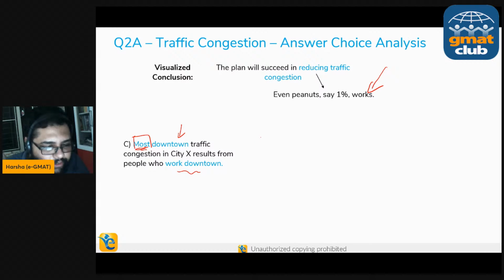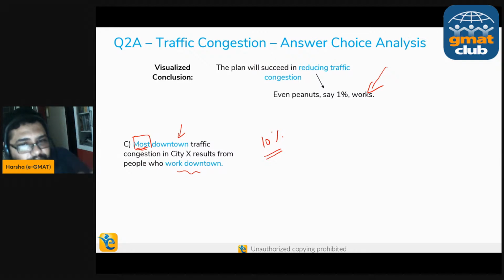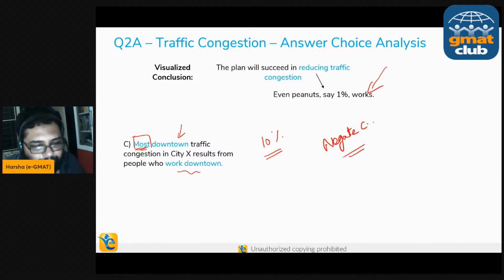What if only 10% of traffic congestion comes from people who are working downtown? Even then, can the plan not work? Let's say 10% of traffic congestion is coming from people who work downtown. I'm encouraging people who are working downtown, and some of them actually follow my pledge once in a while. My traffic congestion will still reduce. So why does option C not work? Because it's not must be true. It is not an absolute must for your conclusion to hold true. Or in other words, even when you negate option C, your conclusion does not necessarily break. So very quick show of hands, is option C clear?